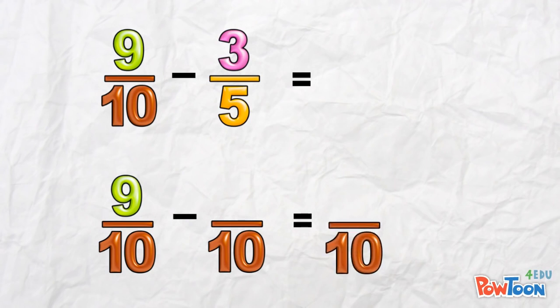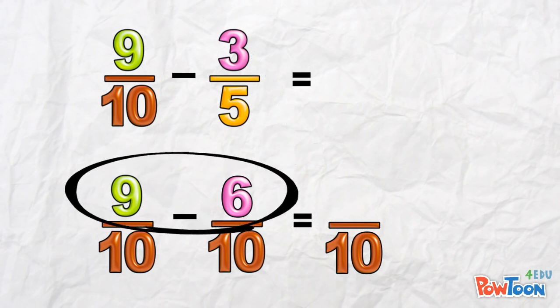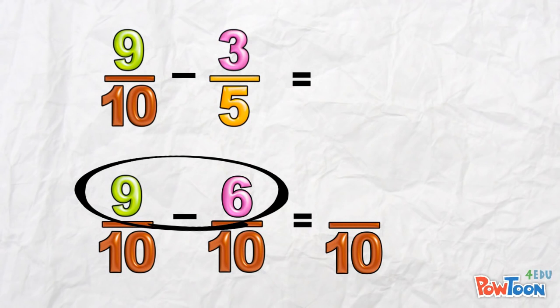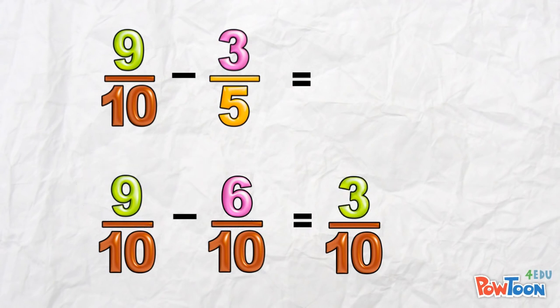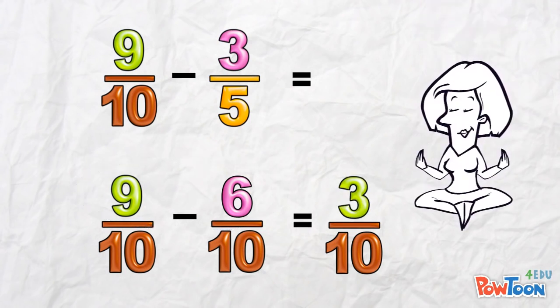We multiply 5 by 2 to get 10, so we multiply the numerator by 2, and that gives us 6/10. Now subtract the numerator. 9 minus 6 is 3. 3/10. One last example, then it's over to you.